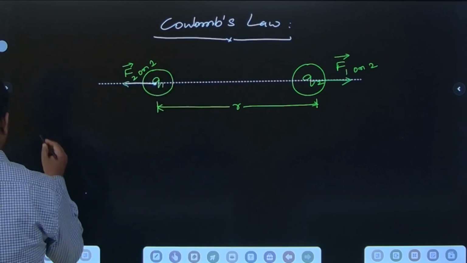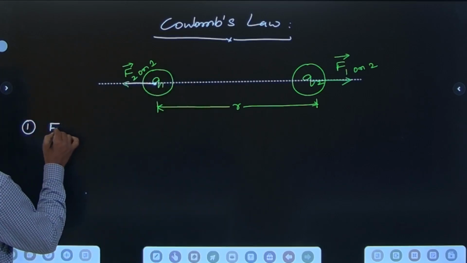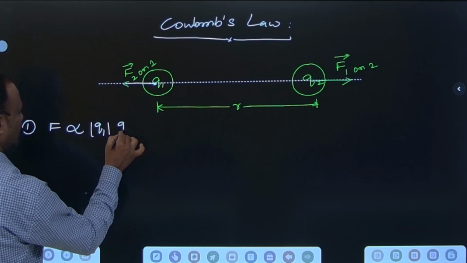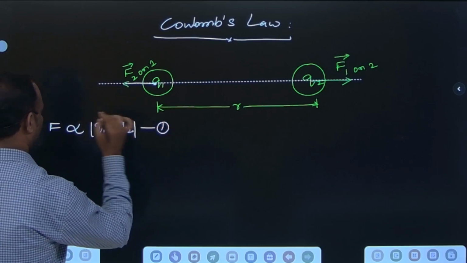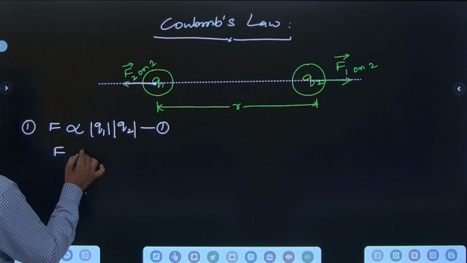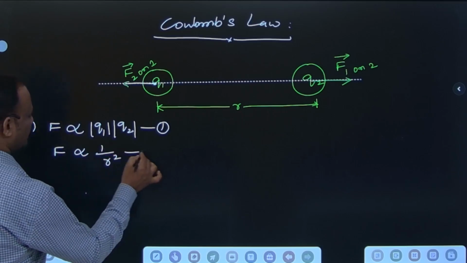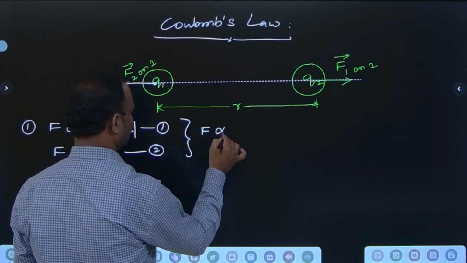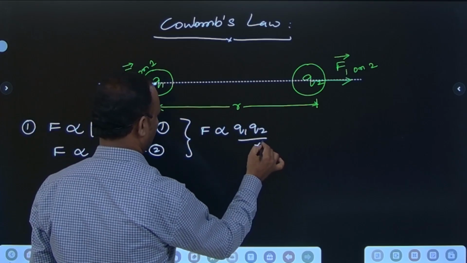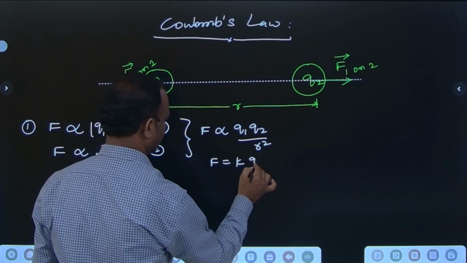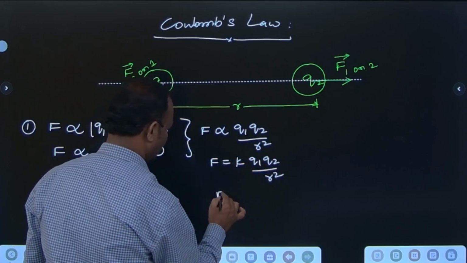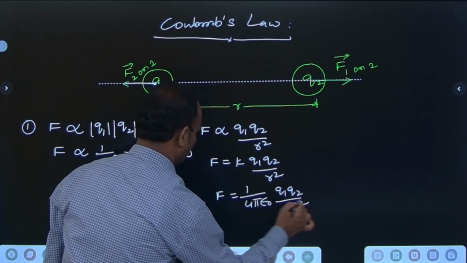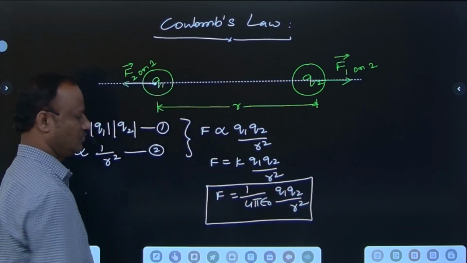Now the first condition: the electrostatic force of attraction or repulsion is directly proportional to the product of magnitudes of charges. And the electrostatic force is inversely proportional to the square of the distance of separation of the two charges. So from these two cases, F is proportional to Q1 Q2 by R square. F equals K into Q1 Q2 by R square. F equals 1 by 4 pi epsilon naught Q1 Q2 by R square. This is the electrostatic force.